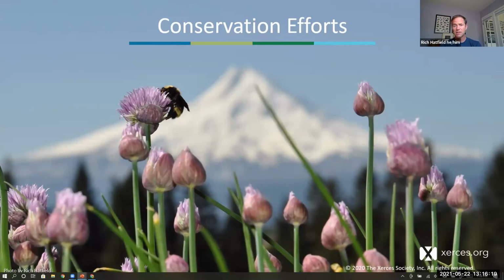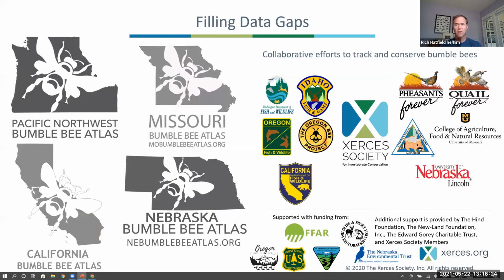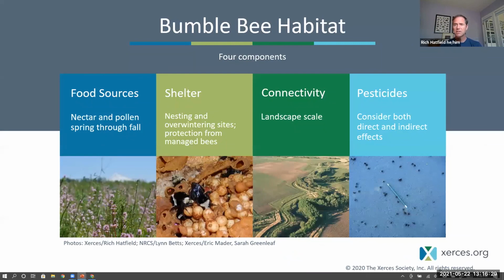And the Xerces Society is doing that. That's where we're sort of spearheading bumblebee conservation throughout North America. We're trying to fill a lot of these information gaps by launching these atlas projects. In addition to that, we are putting bumblebee habitat in the ground throughout North America. And bumblebee habitat means 4 things. It means we need to put food in the ground. We need to protect shelter in overwintering places. We need to connect these landscapes. And we need to reduce the amount of toxic pesticides, especially in our ornamental settings. We really need to reduce these chemical inputs.